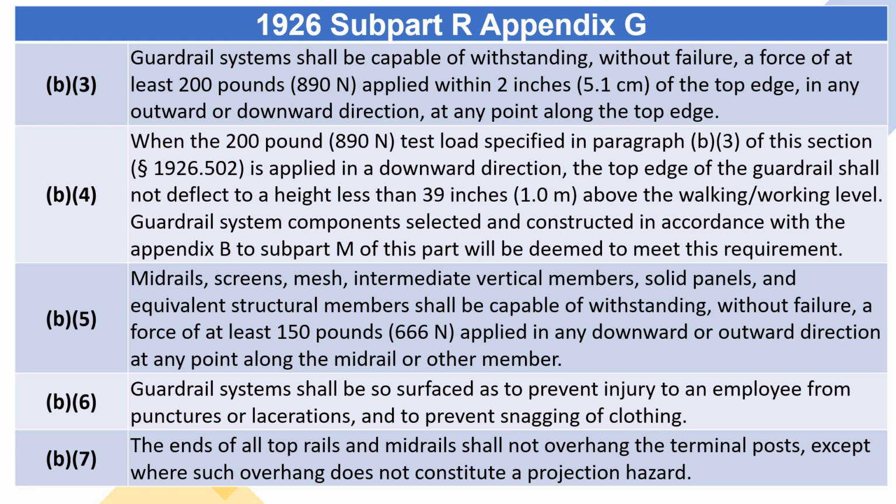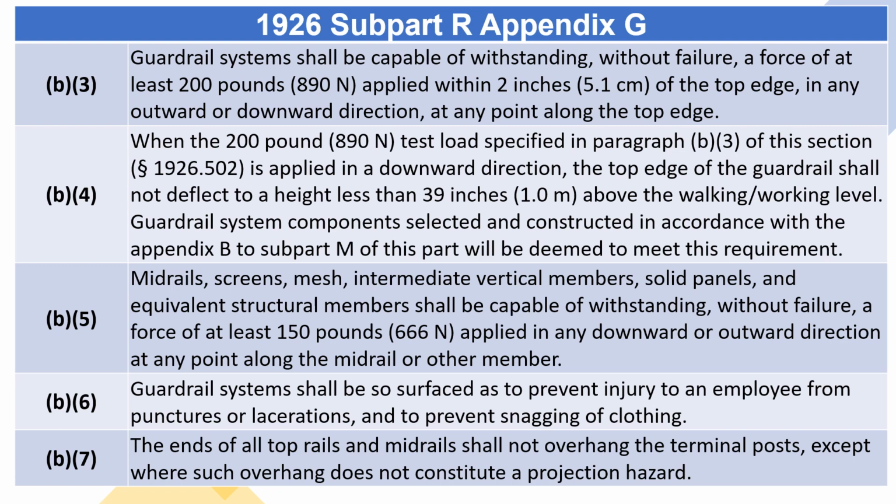B.4. When the 200-pound, 890 N, test load specified in paragraph B.3 of this section, Section 1926.502, is applied in a downward direction, the top edge of the guardrail shall not deflect to a height less than 39 inches, 1 meter, above the walking/working level. Guardrail system components selected and constructed in accordance with the Appendix B to Subpart M of this part will be deemed to meet this requirement.